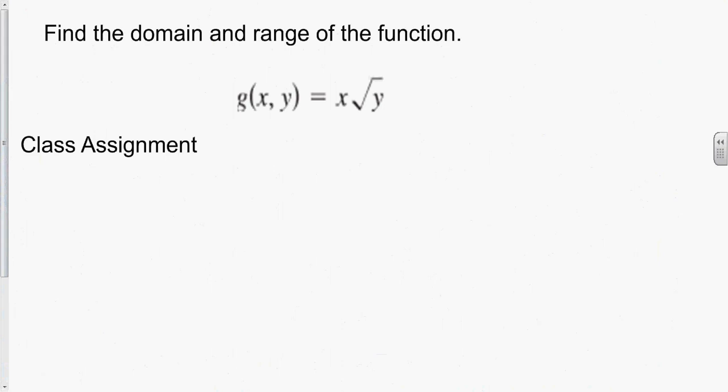What's the domain and what's the range for this one? So no negative values for y, is that right? Okay, that's good. Or you could say that y has to be greater than or equal to 0, right? That'll be the only restriction, right? And then what about the range? What would the range values be?